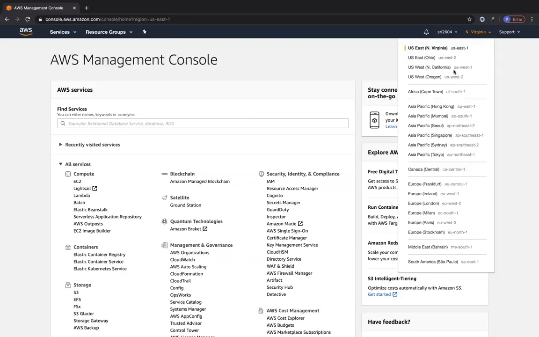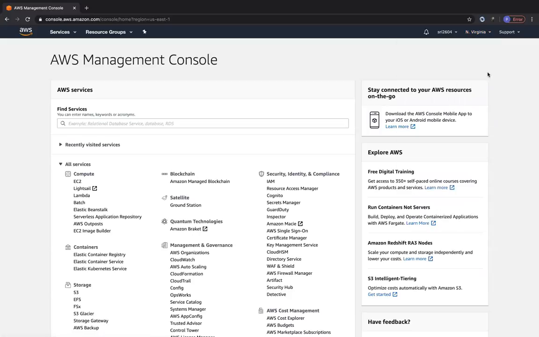So you can see that we have a lot of regions, 4 regions in the US area. And then you have Africa, Cape Town, which was recently launched. Then you have Asia Pacific, where you have 1 2 3 4 5 6, and then you have Canada Central, and then you have 6 in Europe, and you have one in Middle East, which is Bahrain, and one in South America, which is Sao Paulo. So they have introduced a lot more regions recently, and they are striving to release more.